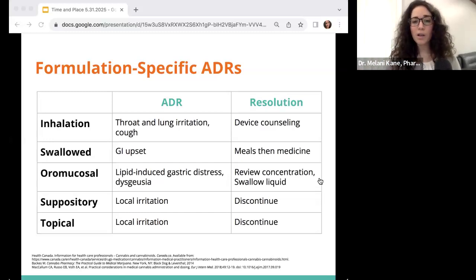And then with swallowed, I like the mnemonic, meals then medicine. If there's something in your gut, and this kind of goes for any medicine, any drug, you're less likely to feel that GI upset, that abdominal cramping. Technically, meals and medicine can also help with the THC specific side effect of increasing appetite if we're not looking to increase appetite. So if we're in a well-fed state, our body will not be starved of calories and seek junk food, aka the munchies. So there's ways to help mitigate those side effects in patient populations where we don't want to see it, like diabetic neuropathy.